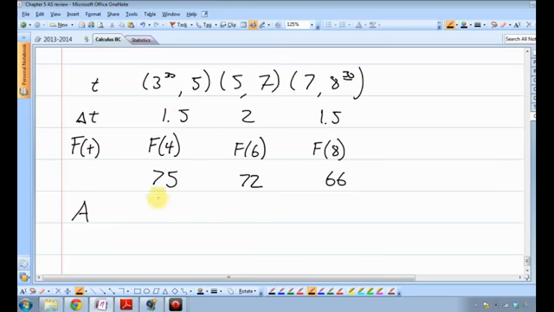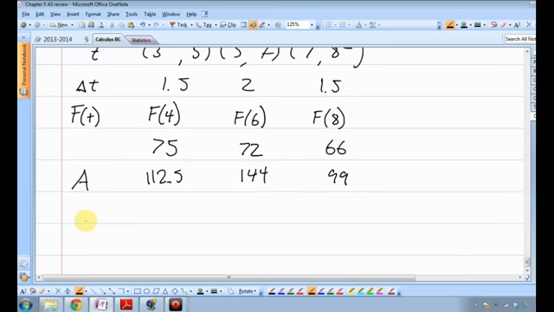Okay, what was this? 1.5 times 75. I don't remember. 130? No, 112.5. Half of 75 is 37.5. It's 112.5 and 144, and 99.